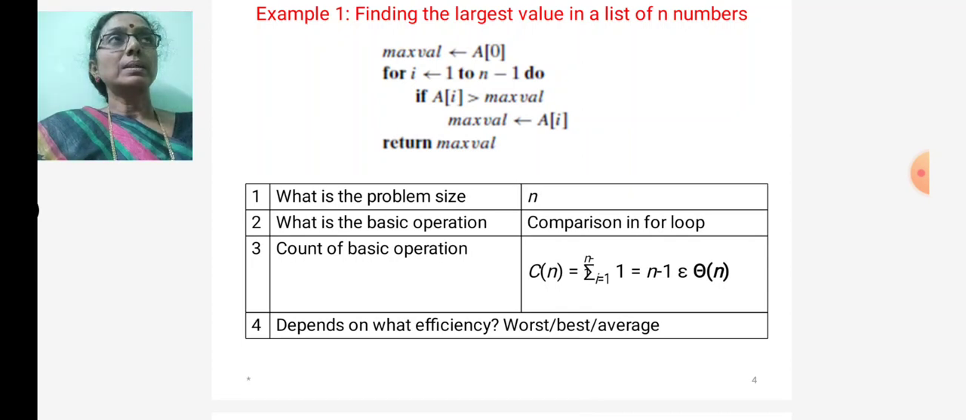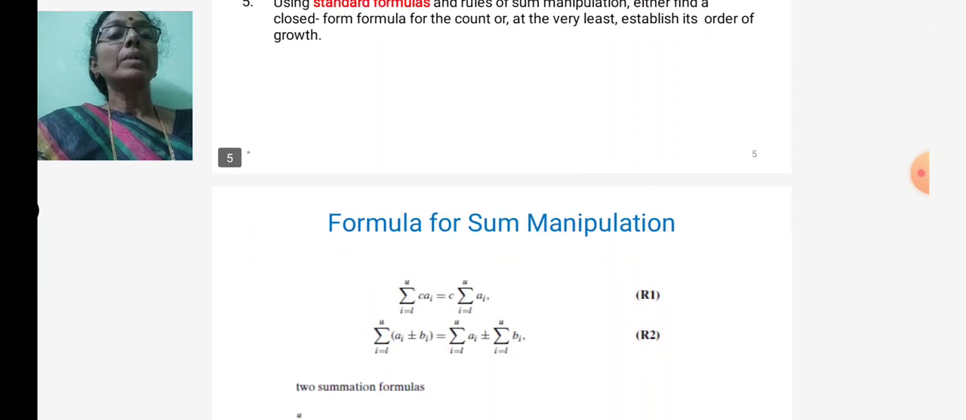Using the standard sum formulas, we find the efficiency of the algorithm. This is the way we find the efficiency of a non-recursive algorithm. I hope you can understand how we find the efficiency. Here, for the sum manipulation, we use only two summations. One is the summation of i equal to 1 to n of 1, which is equal to n, since the term is 1. The other is the summation of i equal to 1 to n of i. These two summation formulas are used here.